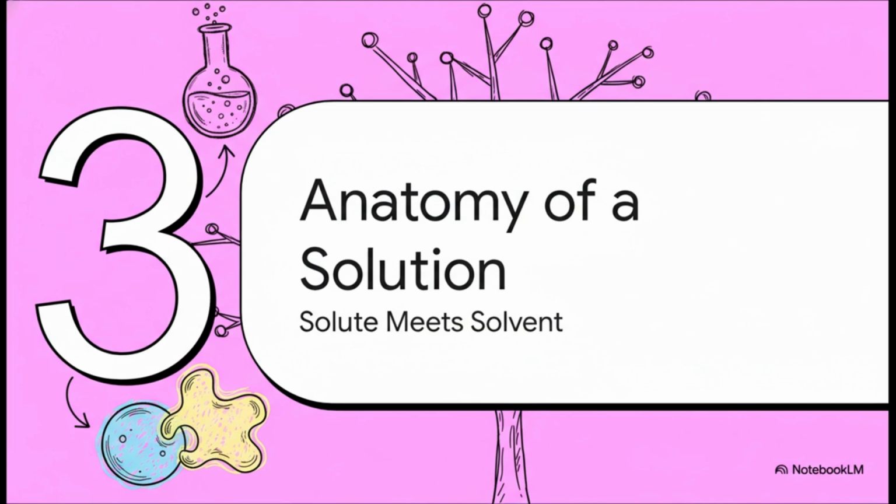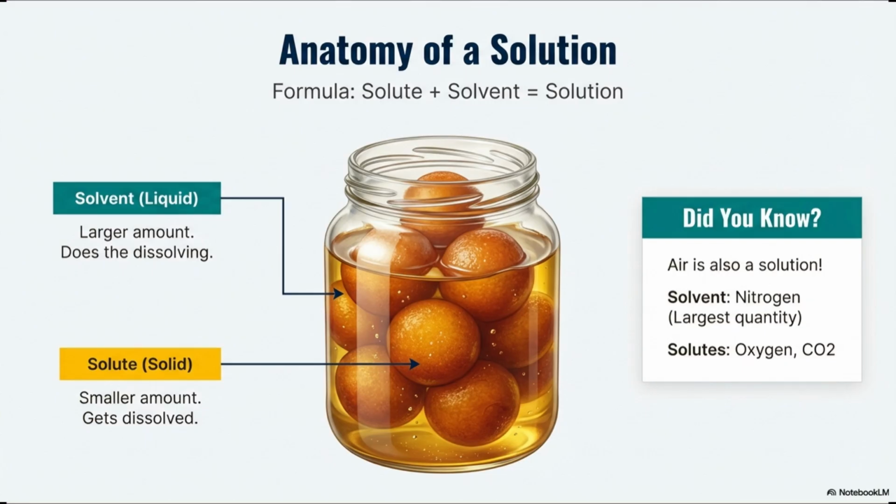All right, so now we know that a solution is a uniform mixture. So let's move on to our next branch, and let's break one down into its basic parts. So every solution has two main characters in its story. You've got the solute, which is the thing that gets dissolved, like sugar in your coffee. And then you have the solvent, which is the thing that does all the dissolving work, the coffee itself.